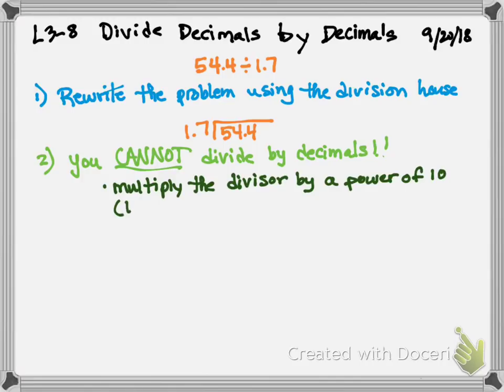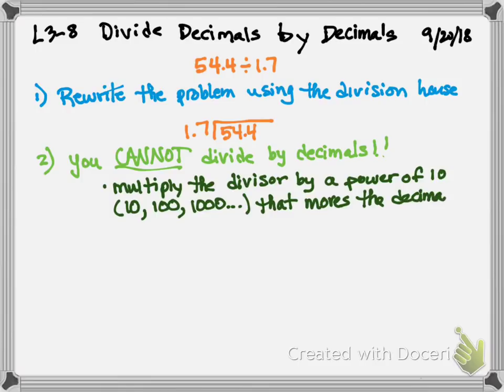And what I mean by that is I could multiply by 10, that's 10 to the first power, 100, that's 10 to the second power, 1,000, that's 10 to the third power, and so on. Now, how do I know which one to choose? Let me continue this thought. We're going to multiply the divisor by a power of 10 that moves the decimal point to the right, creating a whole number.